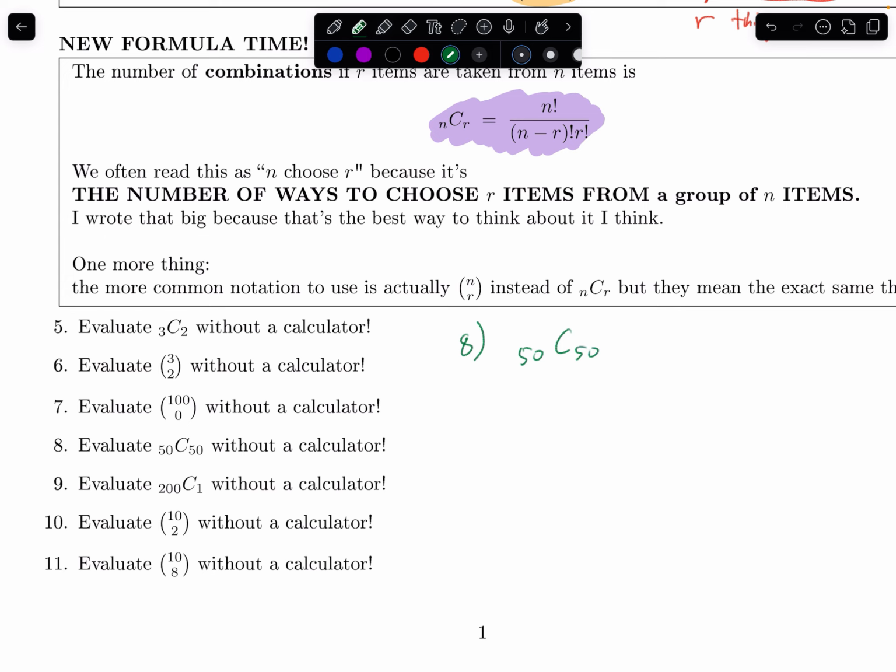Just like the previous question, we should be able to figure out what this should be. If I have 50 items, and I want to choose all 50 of them, how many ways can I do that? I know the answer should be 1 in theory. How many ways can I choose 50 items from a group of 50? I have to choose all of them. There's only one way to do that. Let's check with the formula. 50 factorial over n minus r, which is 50 minus 50 in this case.